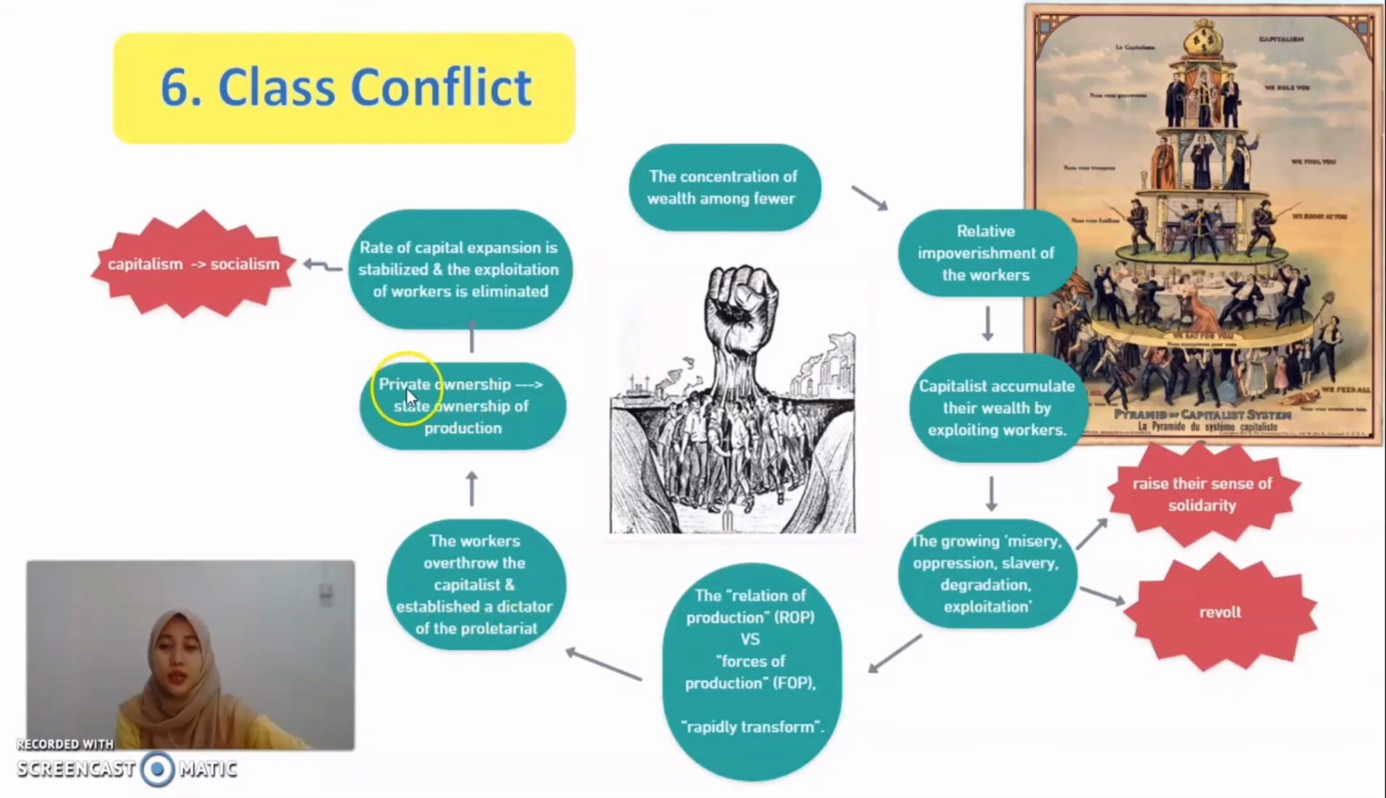As a result, private ownership becomes state ownership of production. It means that everyone can produce a commodity, not just capitalists. So the rate of capital expansion is stabilized and the exploitation of workers is eliminated. So from capitalism, it will become socialism.